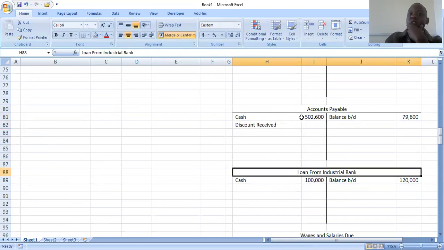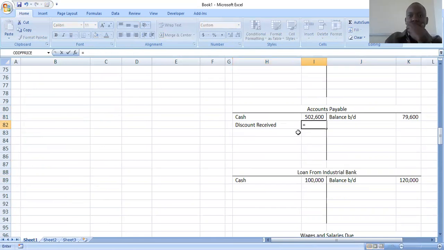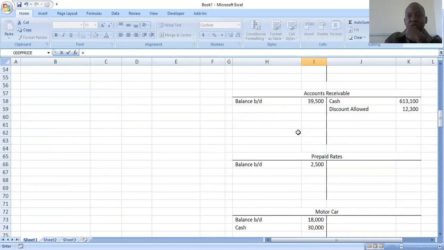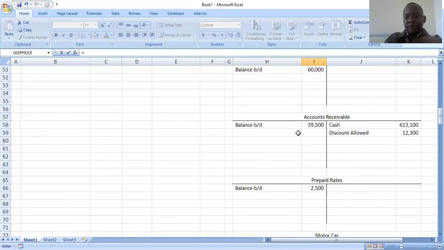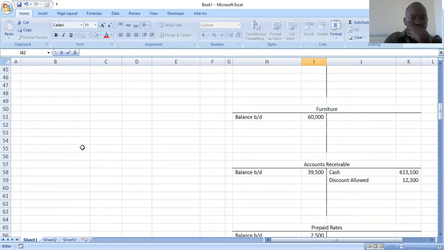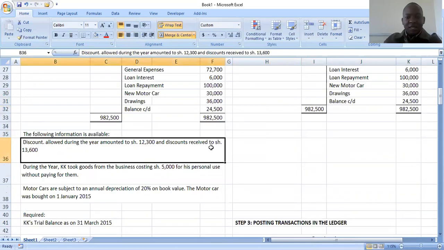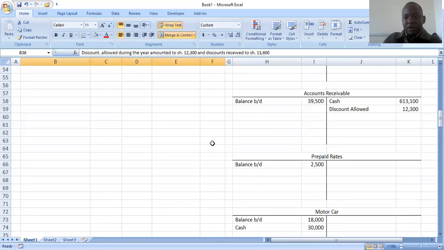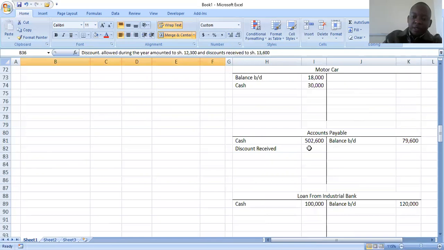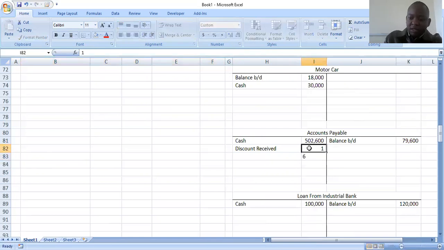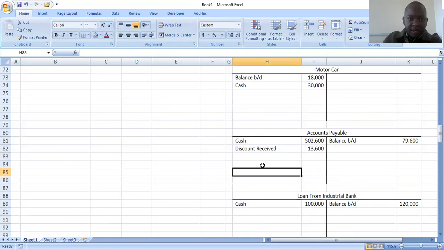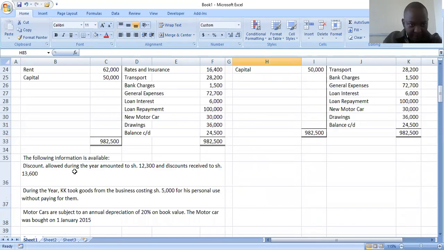Therefore, we debit the accounts payable with the discount received, like I've done it there. The amount for the discount received, from the additional information, is 13,600. So we debit the accounts payable by the discount received, the amount being 13,600.